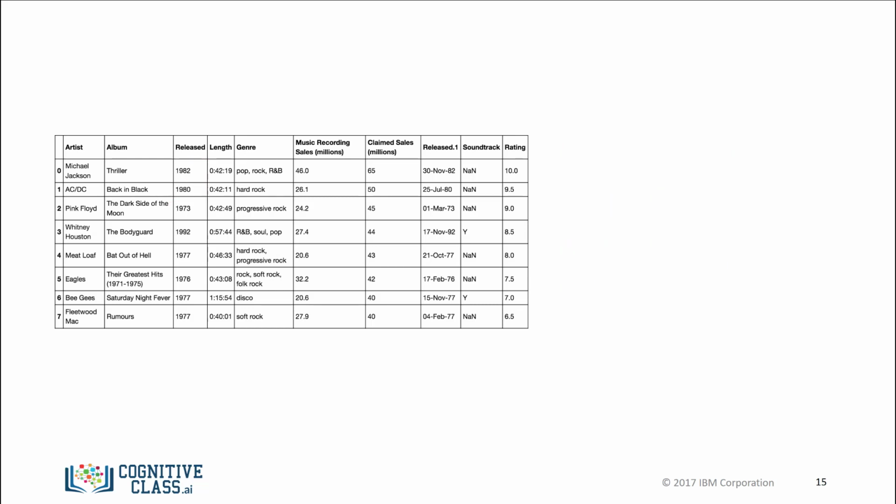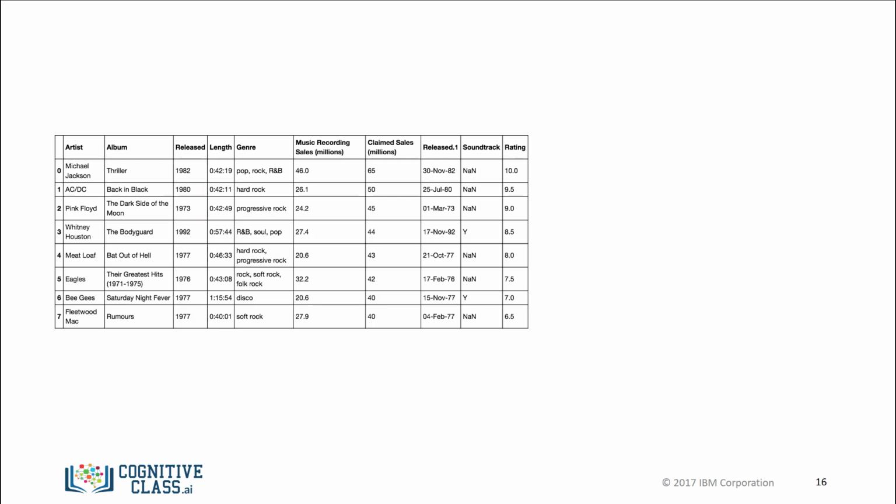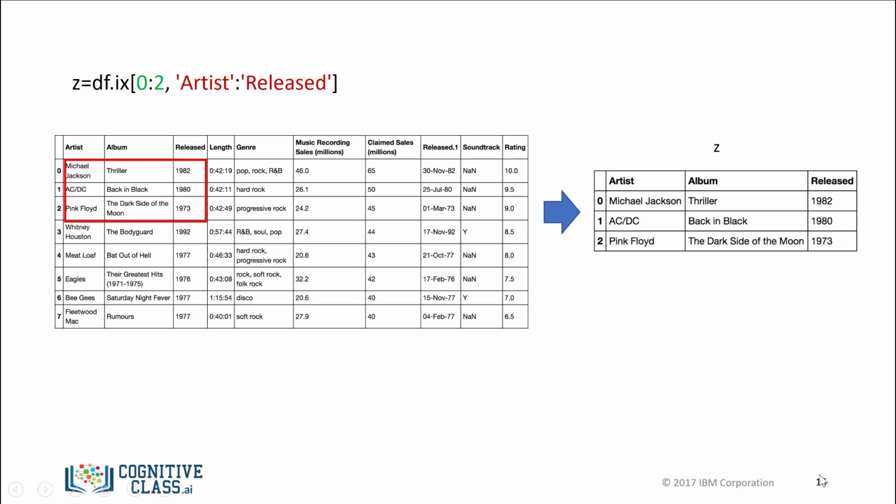You can also slice data frames and assign the values to a new data frame. We assign the first 2 rows and the first 3 columns to the variable Z. The result is a data frame comprised of the selected rows and columns. You can also slice data frames and assign the values to a new data frame using the column names. The code assigns the first 3 rows and all columns in between the columns named Artist and Released. The result is a new data frame Z with the corresponding values.